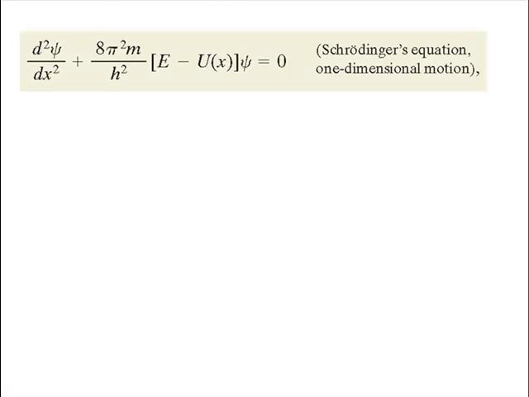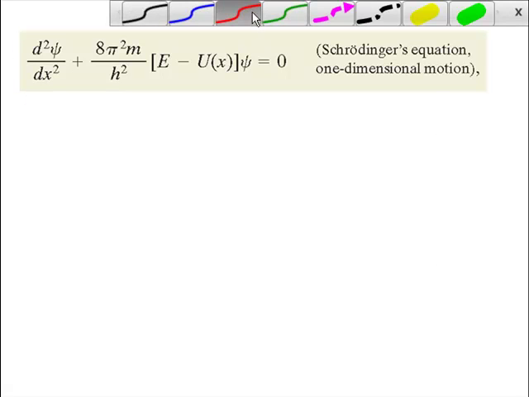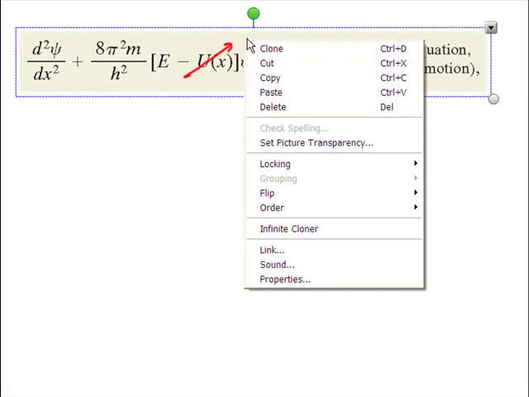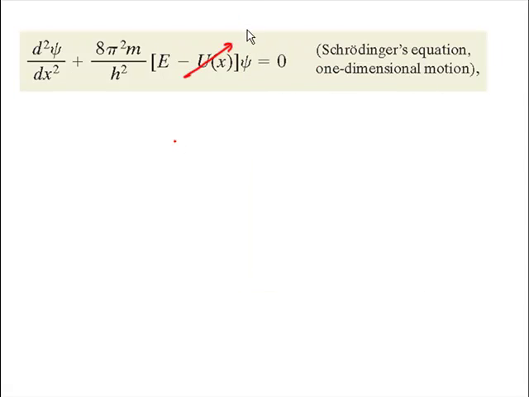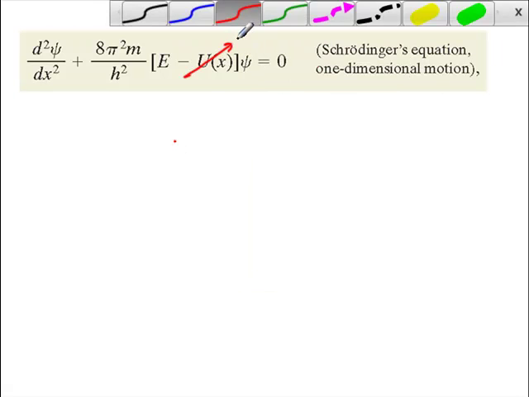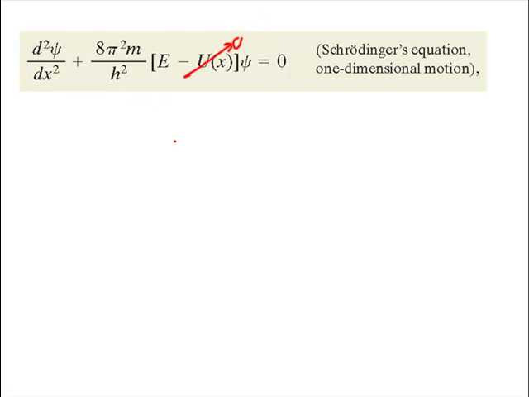So here's the Schrodinger equation. I'm going to deal with the free particle. That is the situation where the potential is 0. That means the energy is just kinetic energy, 1/2 mass times velocity squared, or sometimes written as momentum squared over 2m.